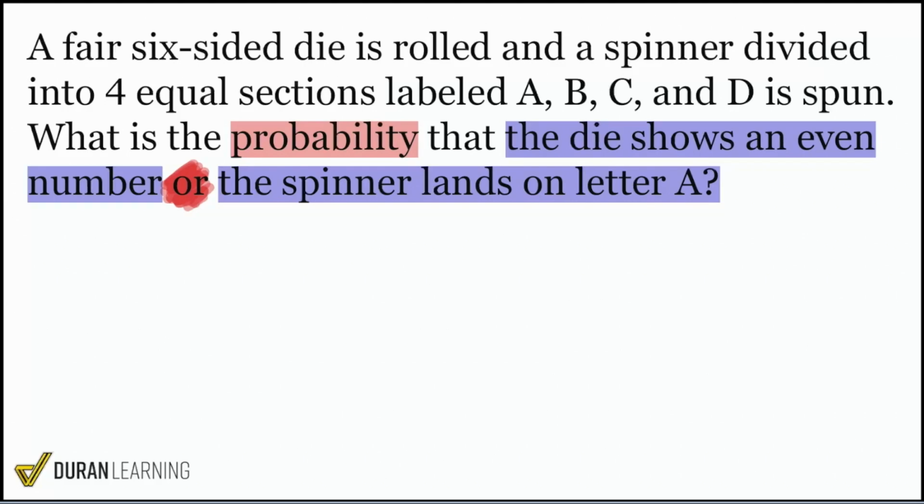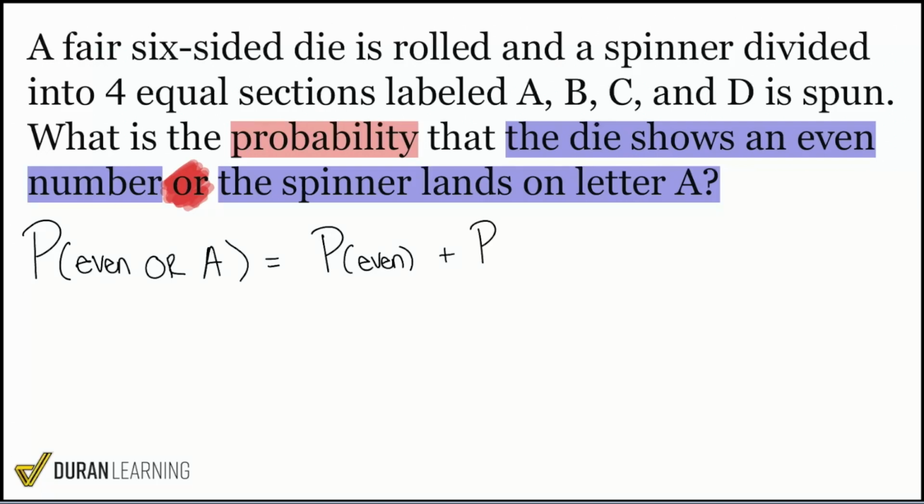As a reminder, everybody, when we want to find the probability of event A or event B happening, so event being even number or landing on the letter A, what we're going to do is we're going to find the probability of rolling an even number, and then we are going to add that with the probability of landing on the letter A. And then we have to take into account, just in case, if there is an overlap or not.